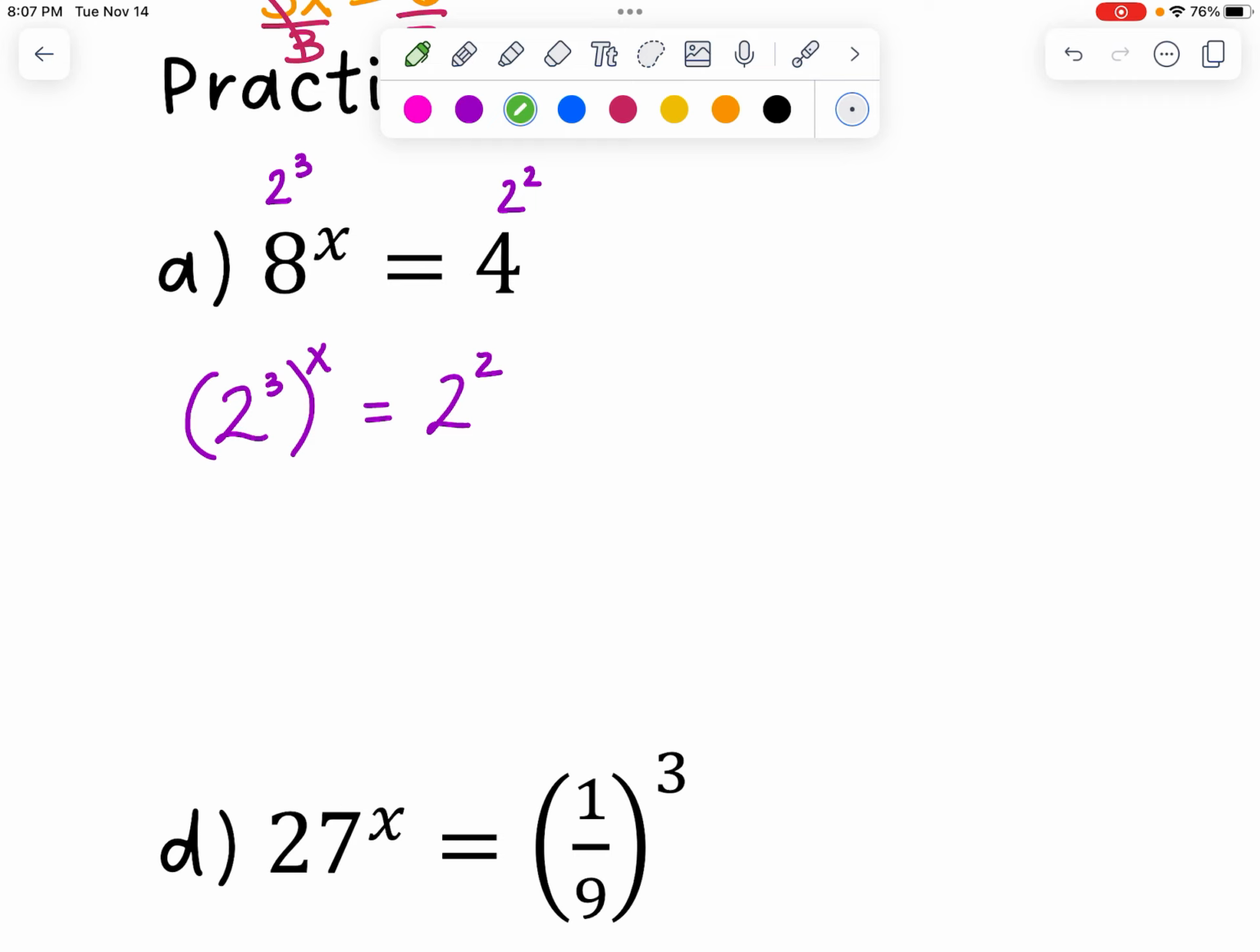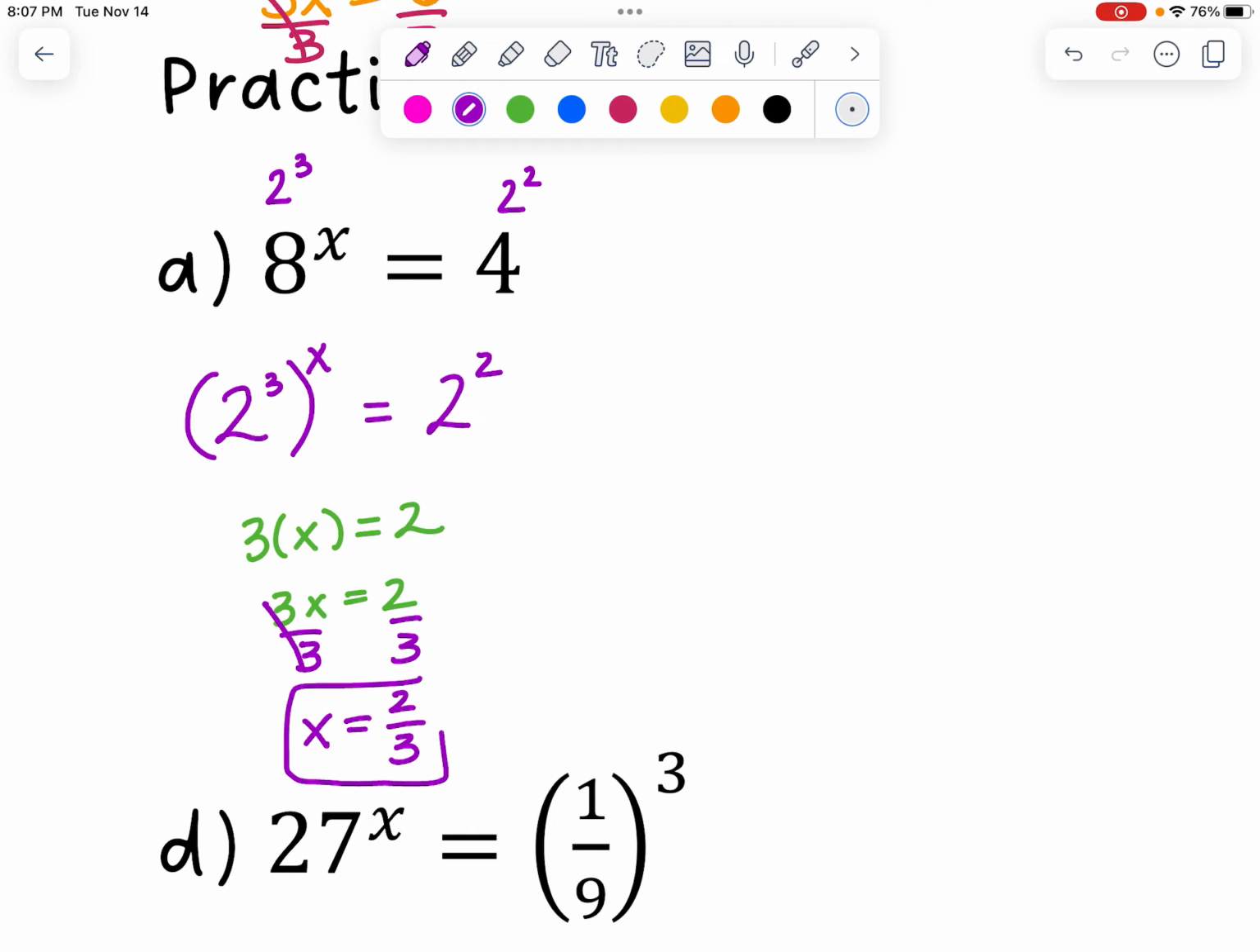I can set the exponents equal now. We've got 3 times x equals 2. Of course, 3 times x, that's just 3x. Now divide both sides by 3 in order to cancel that 3 there. And I've got x equals 2/3.